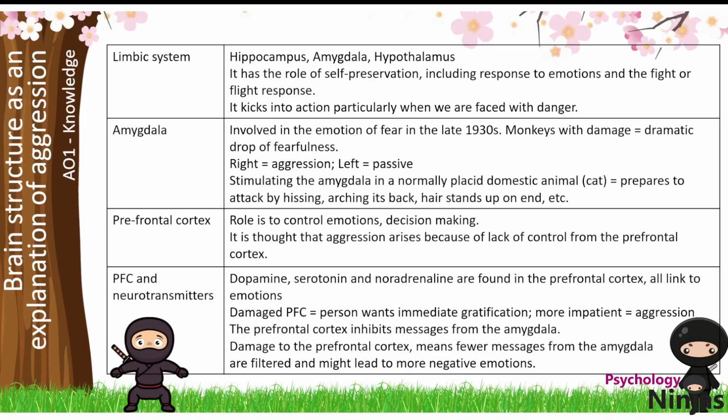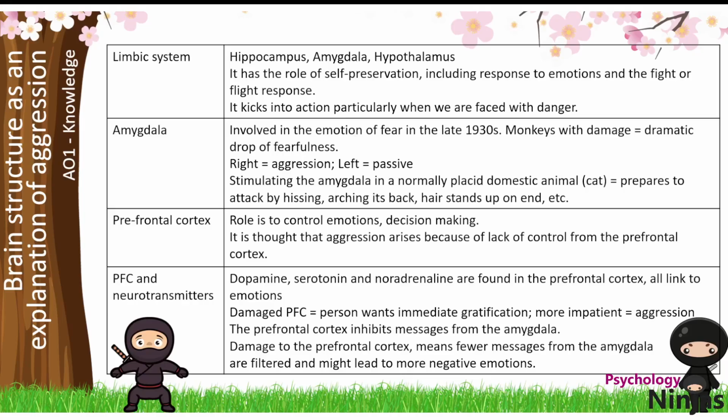We then want to talk about the role of the amygdala in more depth, focusing specifically on high levels of activity in the right amygdala, which is linked to aggression. We can talk about research here in relation to cats, and that if we stimulate the amygdala, the cat acts in a way that is aggressive, and we've got some examples here.